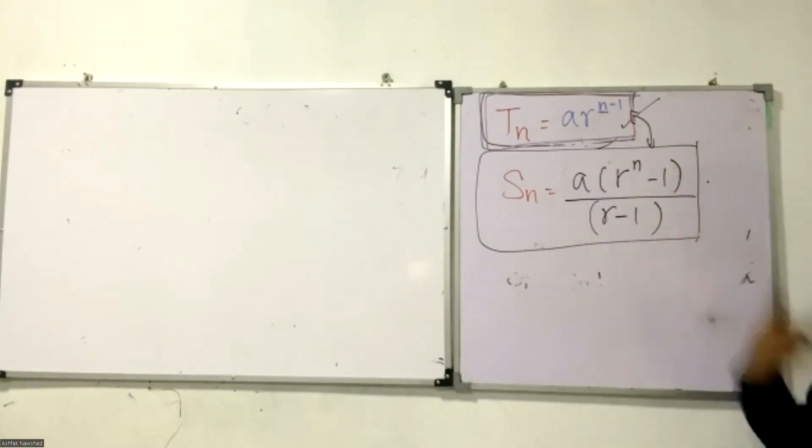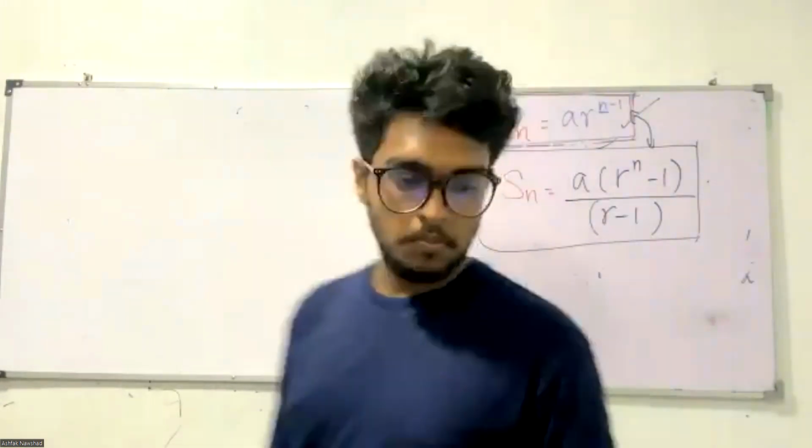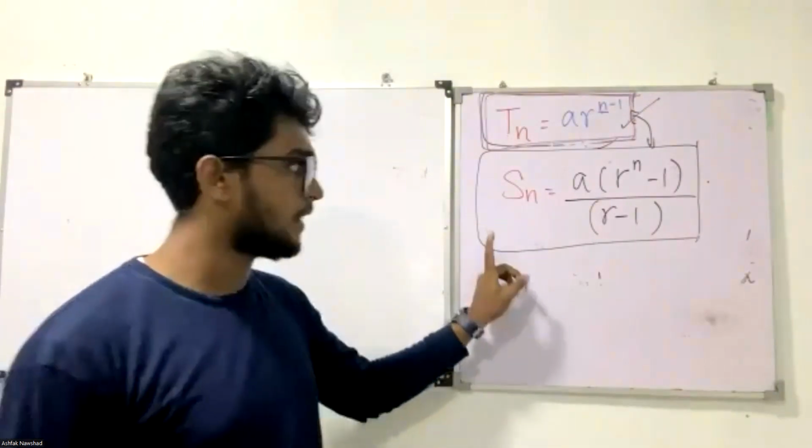So try to keep this formula in mind. This is the sum formula for geometric progressions.